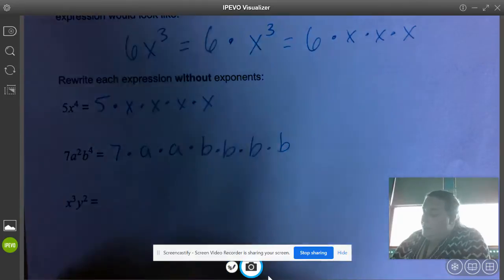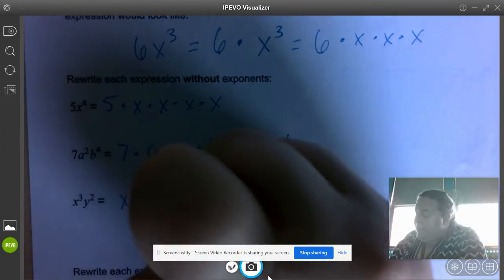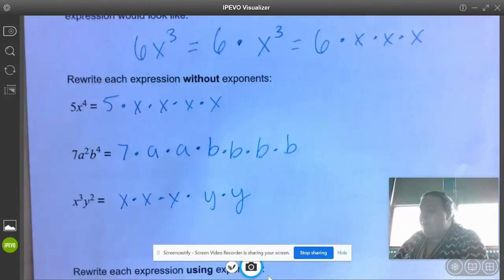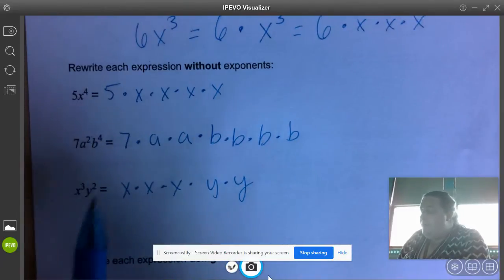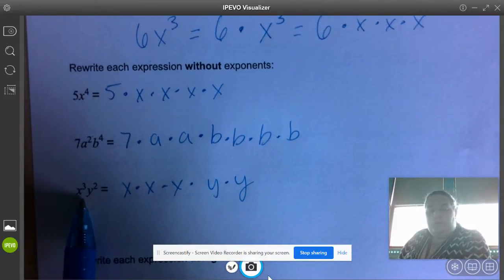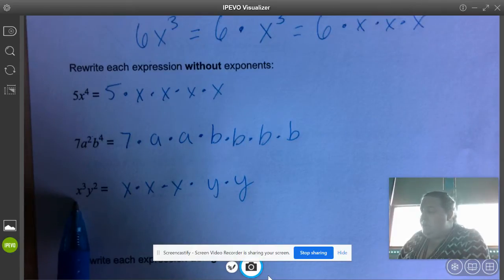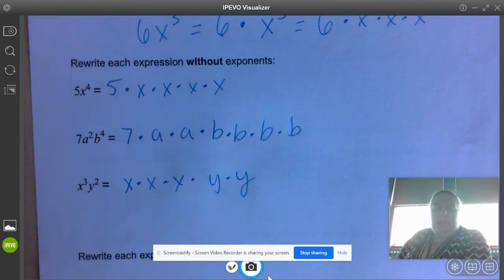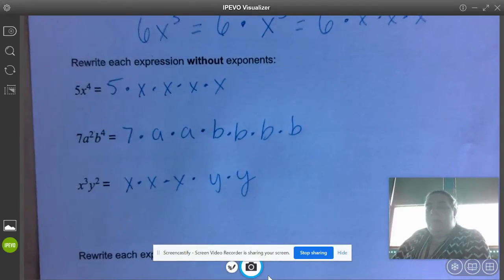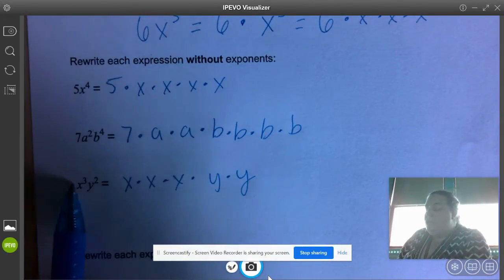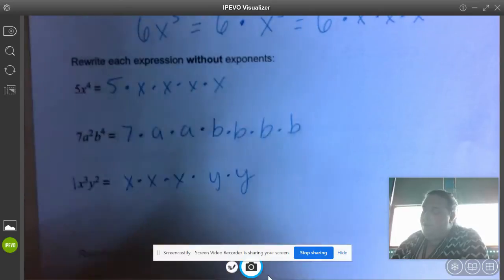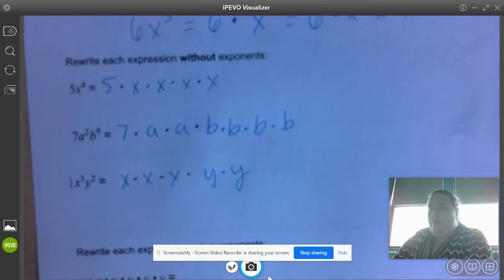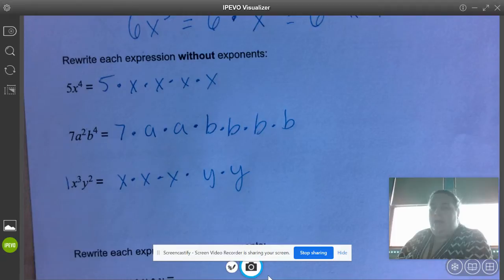Okay? Last but not least, x times x times x times y times y. Now you'll notice there is no number or coefficient written in front of this expression. And so when that happens, technically there is a 1, just so you know if you ever come across that question. But in math, when we have 1 as a coefficient, we don't typically write it. It's just not how we traditionally write it out in our work, okay? But know that that would be the coefficient to this expression.